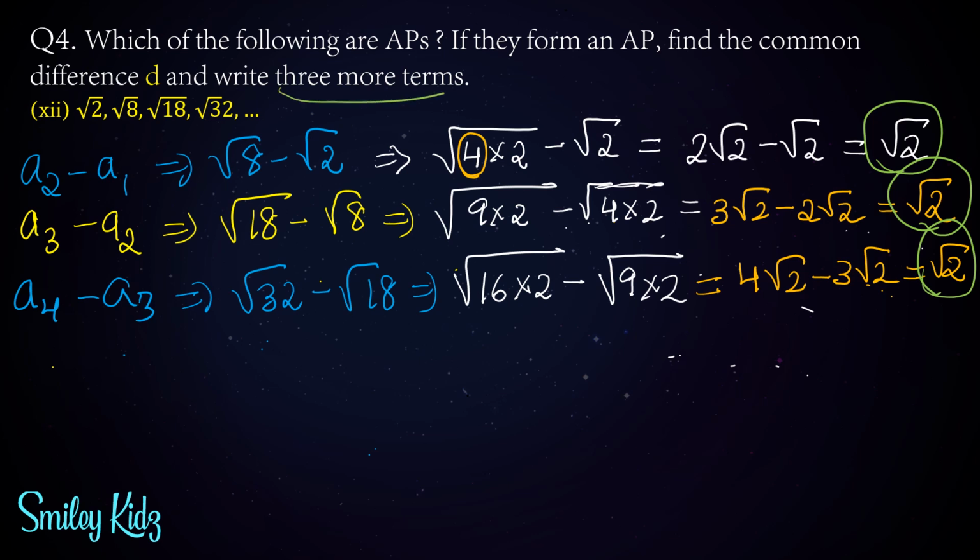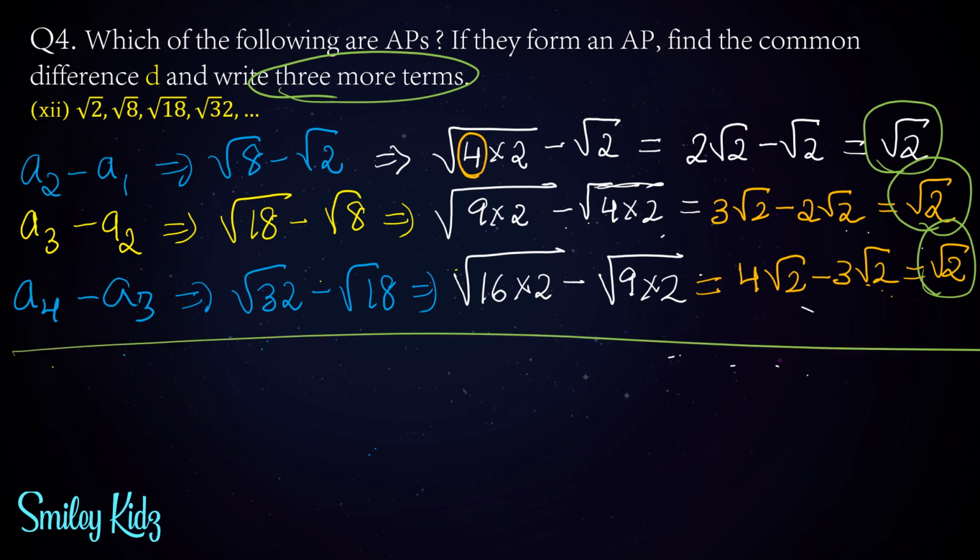But wait, you're going to find out the next three terms. So, you're going to just add root 2 to the last number so that you can get the following terms, right? So, root 32 plus root 2. Now, root 32 can be written as what? Root 32 can be written as 4 root 2 plus root 2, which is equal to 5 root 2. So the next one is 5 root 2.